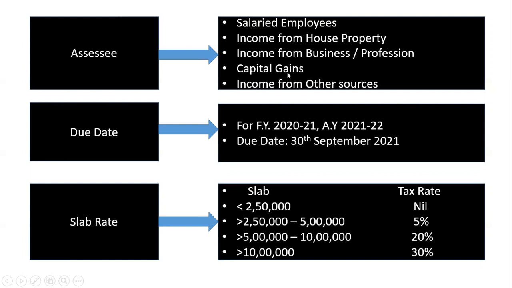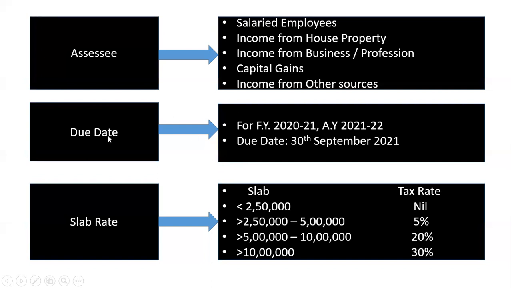Then capital gain. Capital gain means you have an asset which you have sold, either for profit or for loss. Those calculations in income tax will be covered under capital gain. Then income from other sources. If any of the income is not covered under the above four, it will be covered under income from other sources. Example, fixed deposit interest. Today we are going to see only the salaried employees.